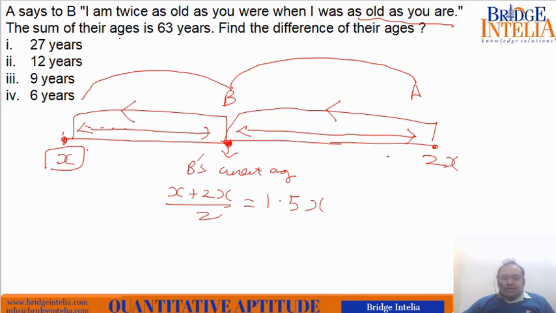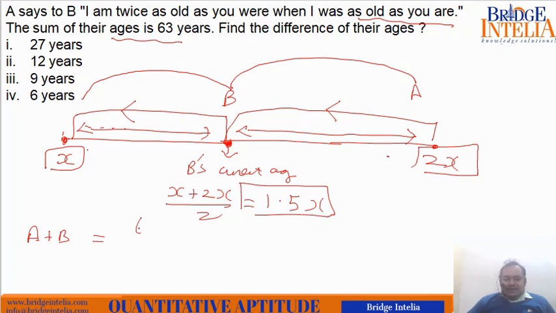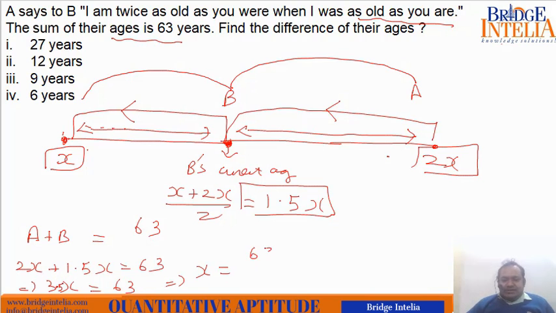So what is the data? The sum of their ages. Now A's age is 2x, B's age is 1.5x. So A plus B is equal to 63. So 2x plus 1.5x is equal to 63, that is 3.5x is equal to 63. x is equal to 63 by 3.5. Both are multiples of 7, so 9 and 18. So x comes out to be 18.